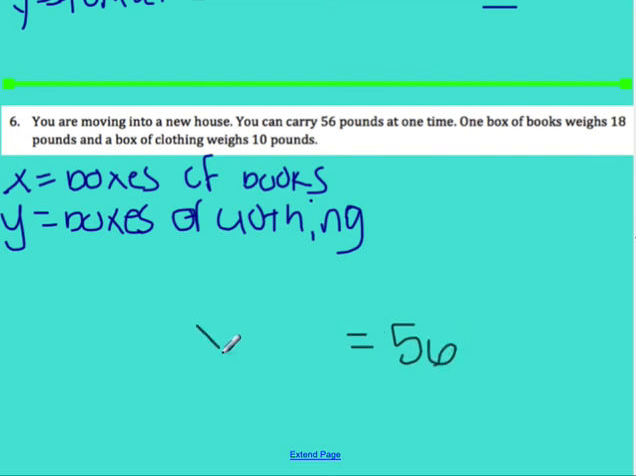So for every x box of books that I carry up, it's going to weigh 18 pounds. For every y box of clothing, it's going to weigh 10 pounds. So boxes of books times the weight, boxes of clothing times the weight, set equal to the total weight. Now that's set up in standard form.